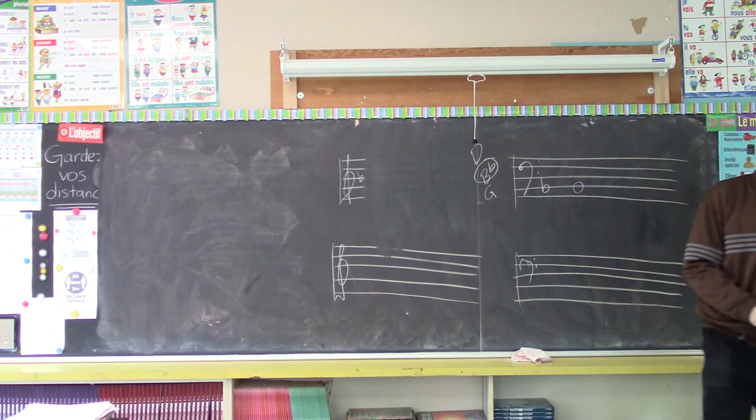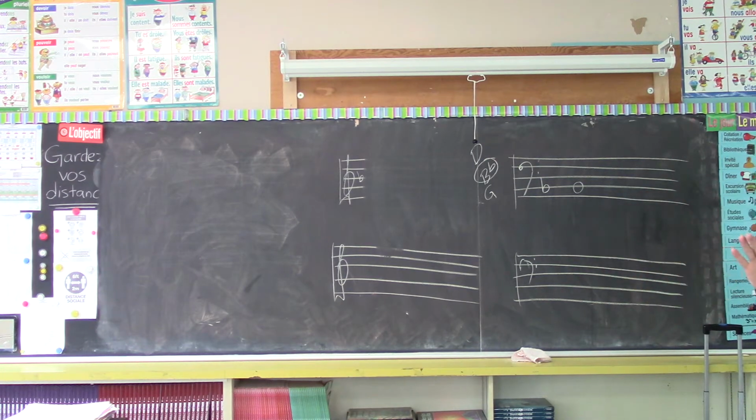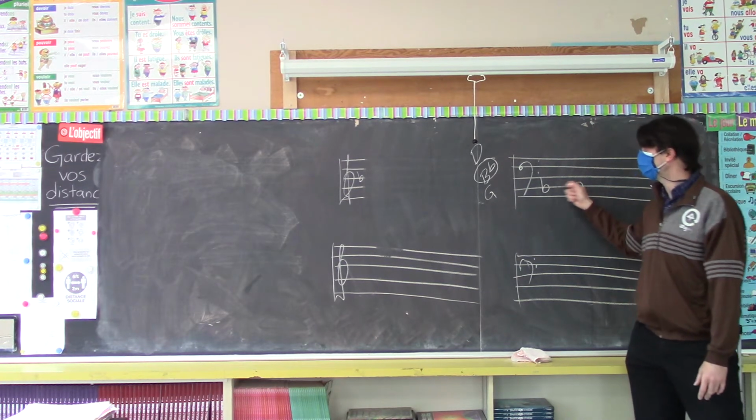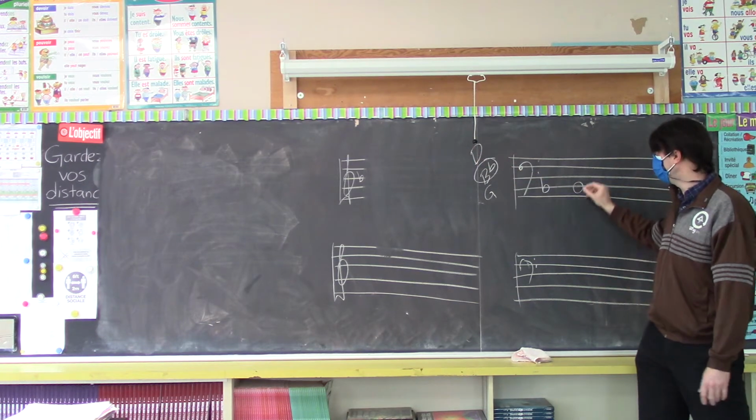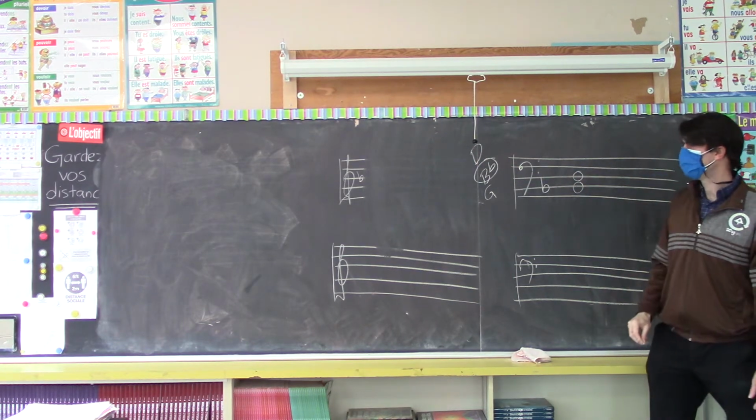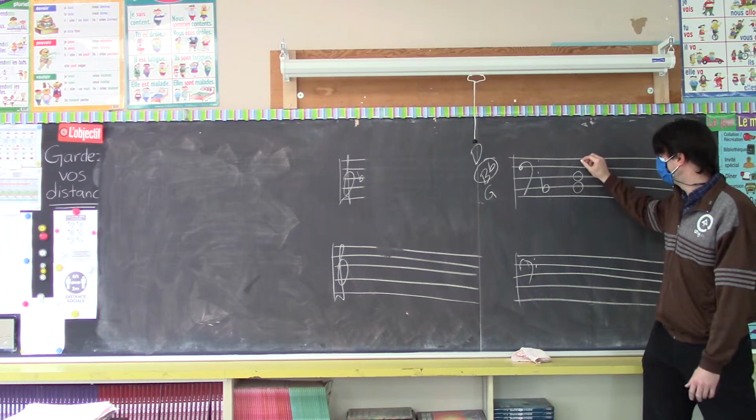So, remember, we're in close position. Therefore, I'm just going to go to the next available note in the triad. So what's my next available note? After the B flat is the D. And then comes my G.